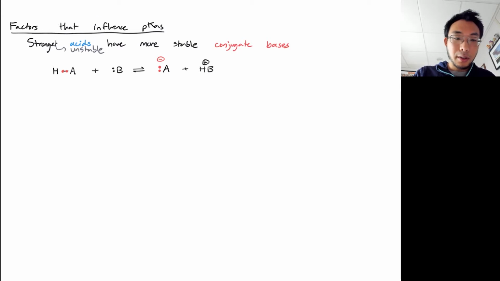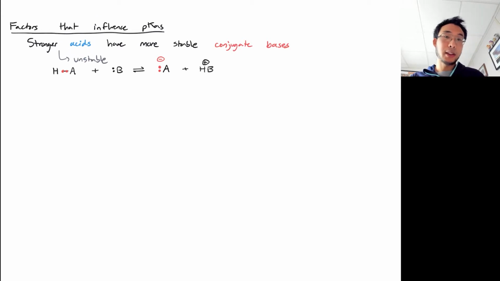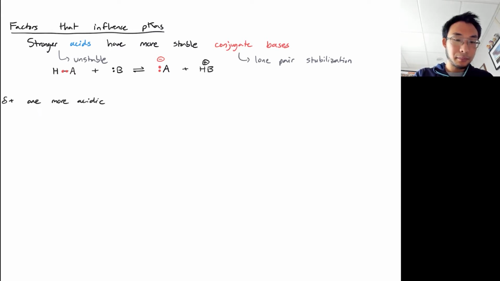So another way to view this is that our strong acids are going to be relatively unstable, and our stable conjugate bases will have a lot of factors that stabilize this lone pair that is now formed instead of having it bonded right here. So let's go through some of these factors. I've tried to list these in a very rough order from most to least important. This is not a hard ranking whatsoever. There's plenty of examples that can go across these rankings.